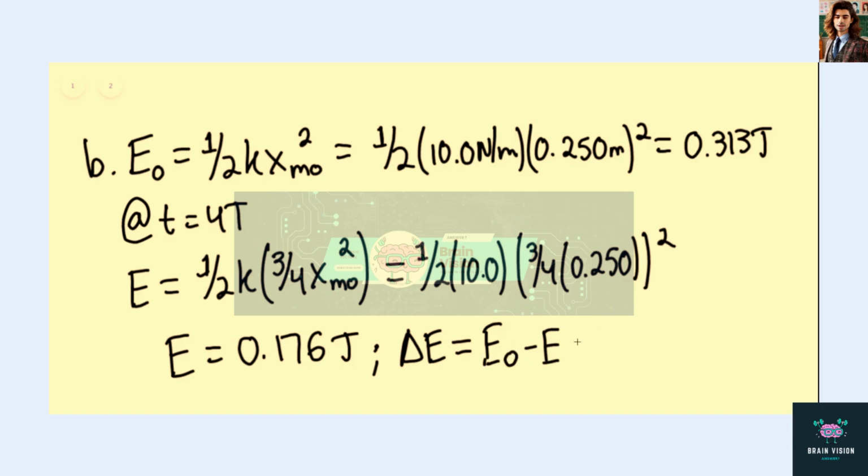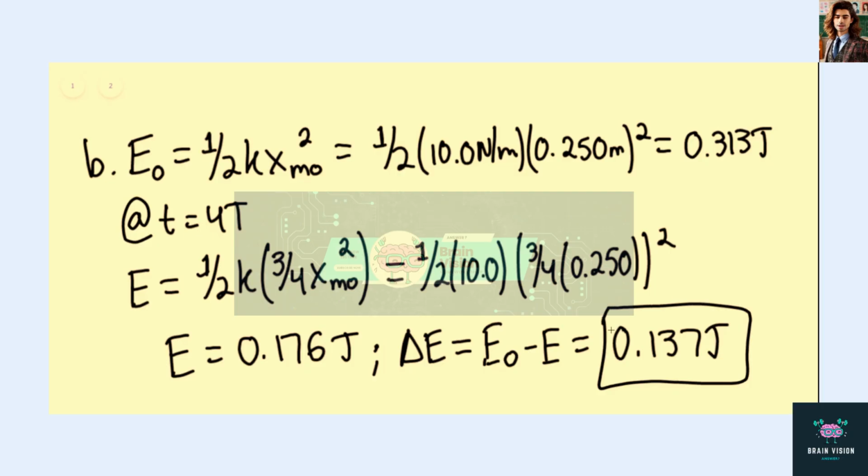Therefore, we can say that the change in energy would be equal to the original minus the final at t equals 4T, and this is equal to 0.313 minus 0.176, which is 0.137 joules. This would be equal to the change in energy after 4 cycles. That is the end of the solution.